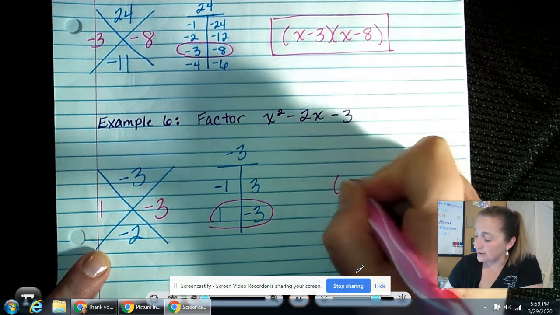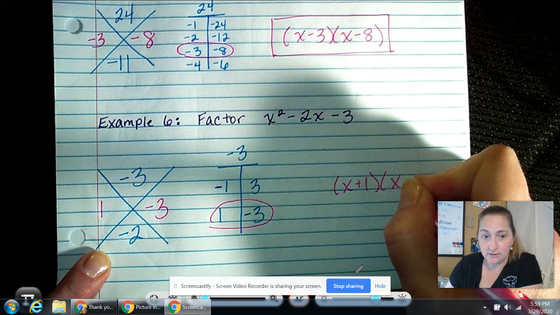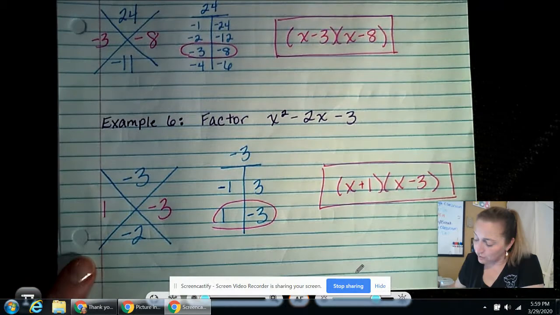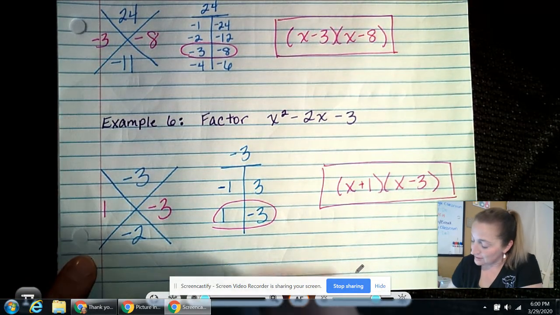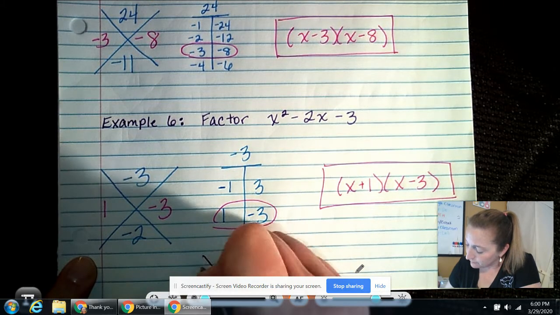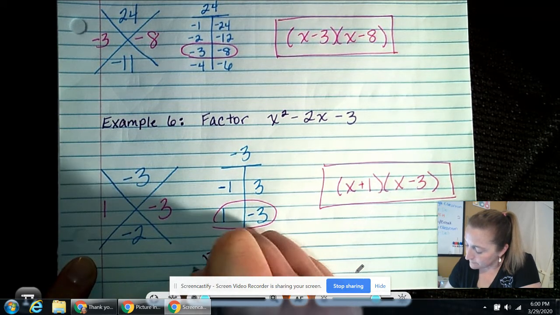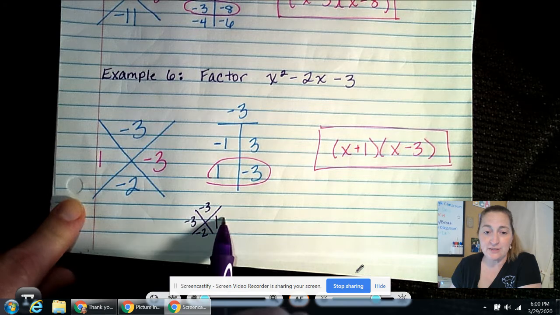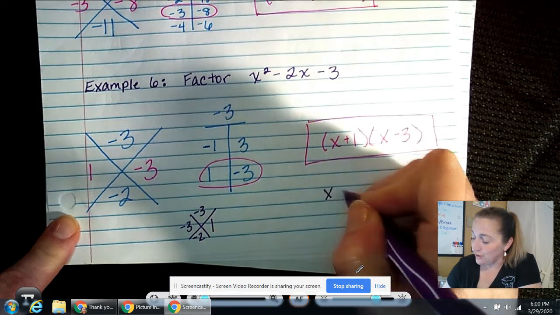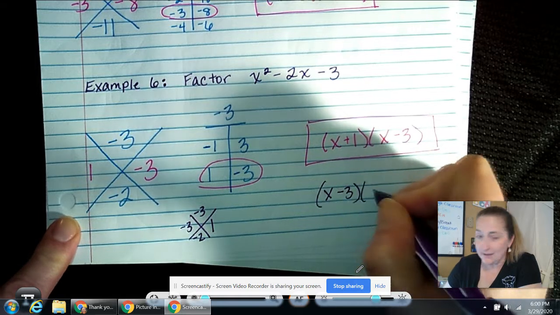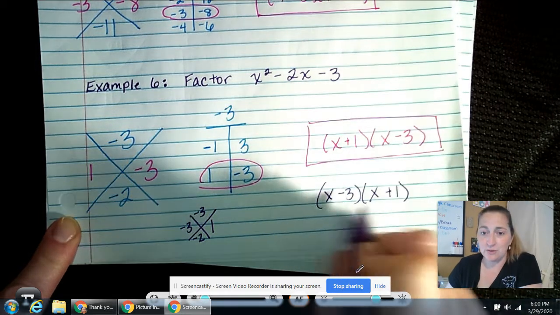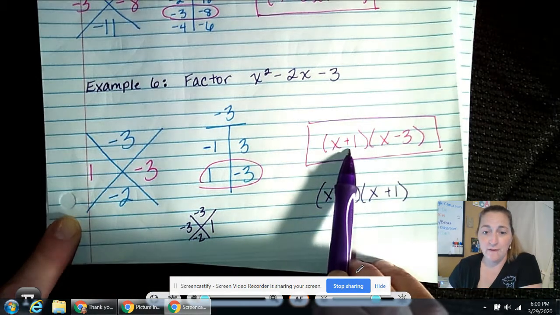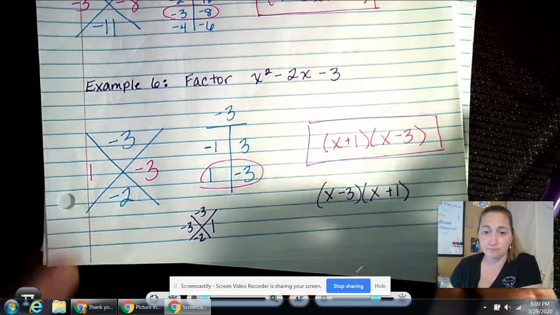So factored form is x plus 1, x minus 3. Now, I forgot to mention earlier that if you wrote it in the opposite order, let's say you wrote your diamond like this. That's perfectly fine. Okay, if you have the negative 3 on the left and the positive 1 on the right, that's totally fine. And you can even write your answer x minus 3, x plus 1. Okay, it's okay if those are switched. But the important thing to remember is that my 1 is positive, so it has to be a plus 1. And my 3 is negative, so it has to be a minus 3.